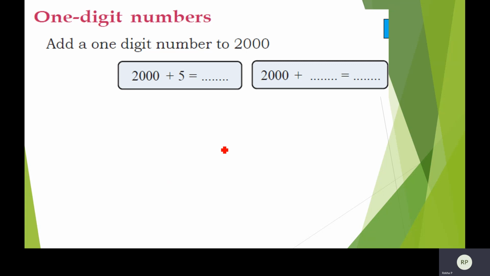Now let's do some more exercises. 2000 plus 5. So how will you add this? 2000. You have to write 2000.